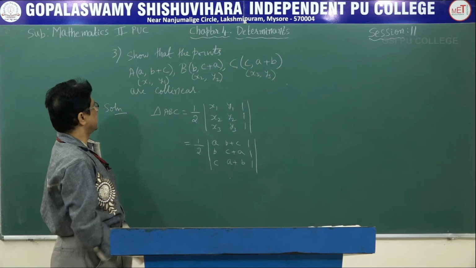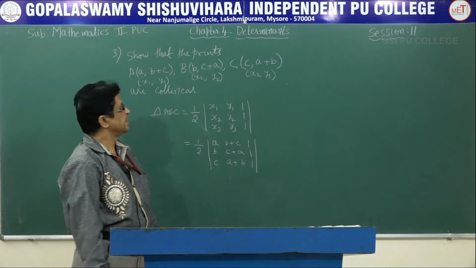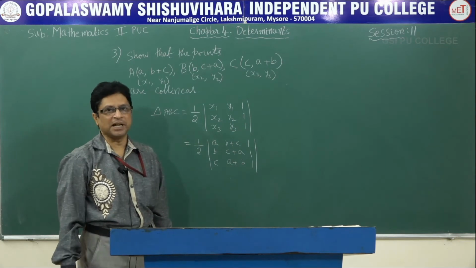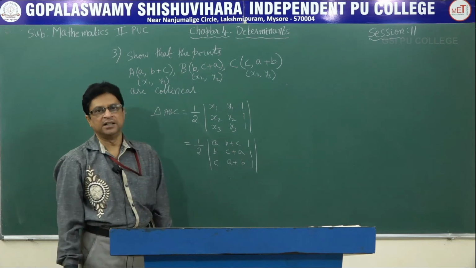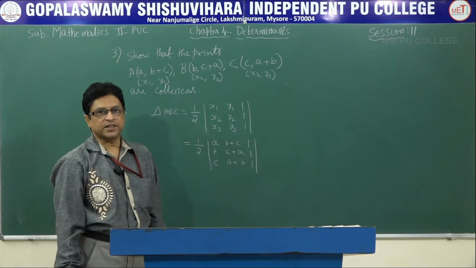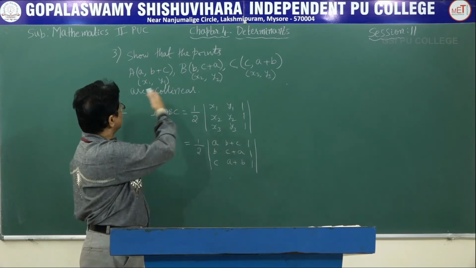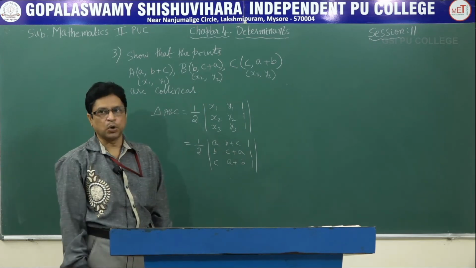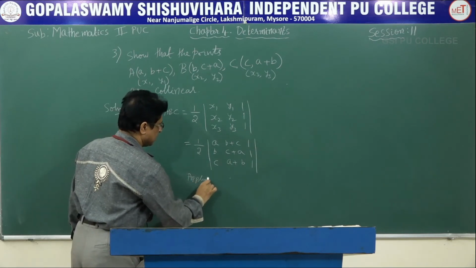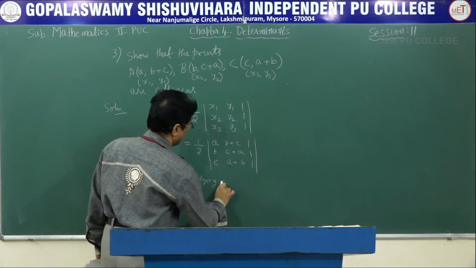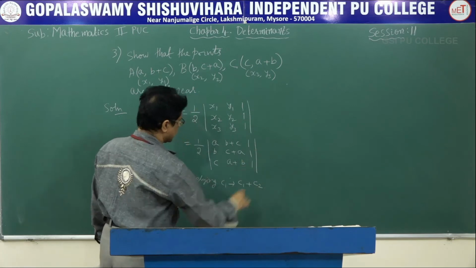So our aim is to show that these points are collinear. That means these points lie on the same line. So we know that if three points lie on the same line, then the area of the triangle will be 0. So let us check whether these given points are collinear. Applying C1 as C1 plus C2.